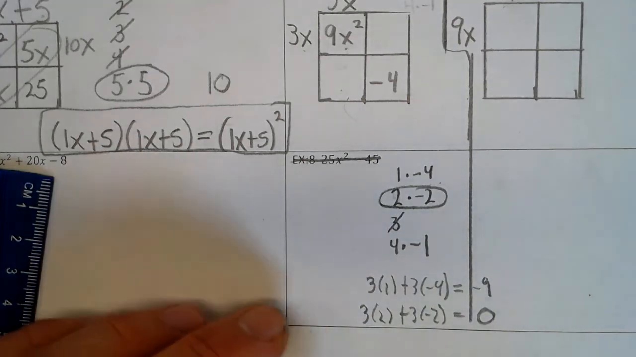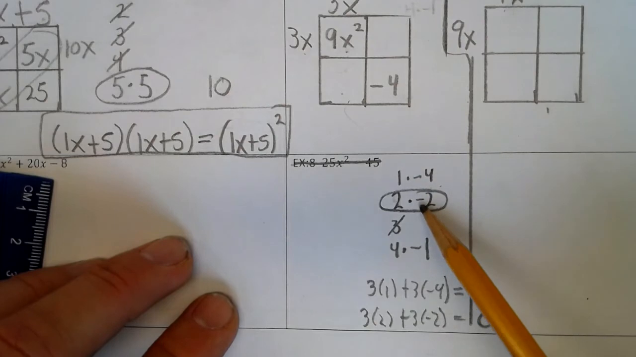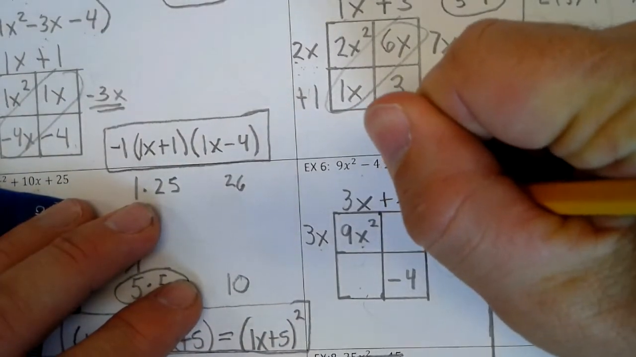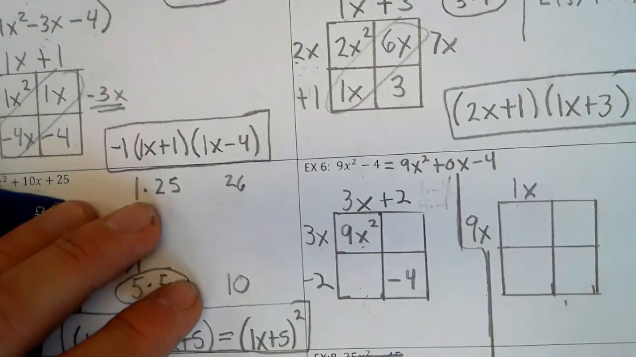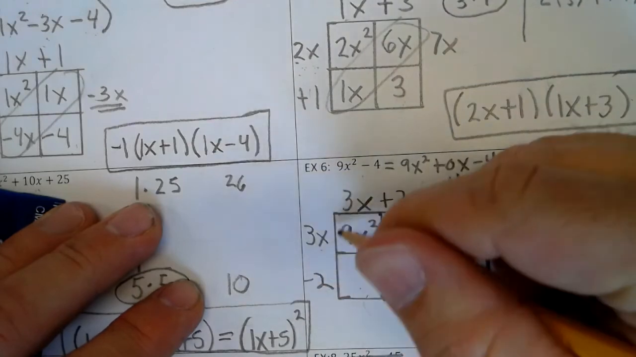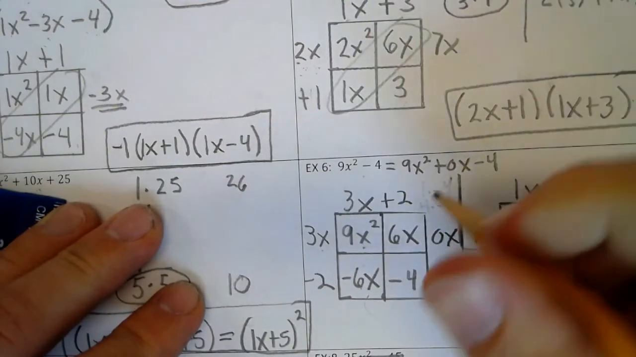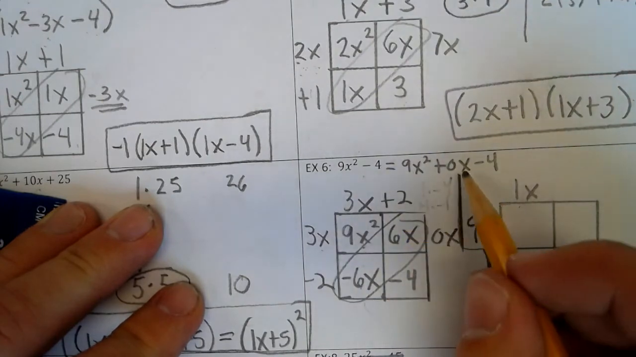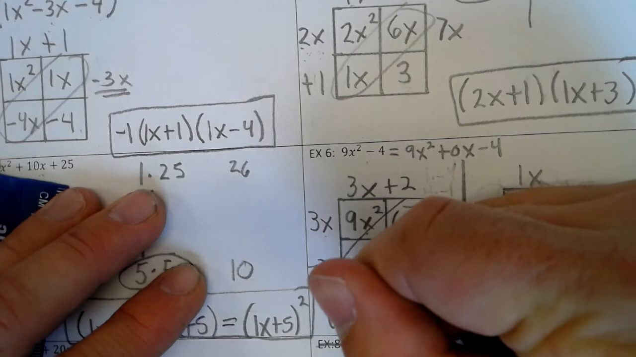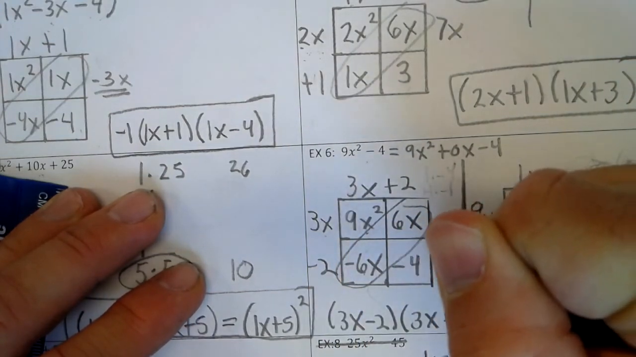Okay, so we lucked out in that we don't actually have to go to the second box because we found it factored here. So 3x plus 2, 3x minus 2. So 3x times 2 is 6x. -2 times 3 is -6x. That combines to be 0x, which checks for the middle term. So we know our factors are 3x minus 2, 3x plus 2.